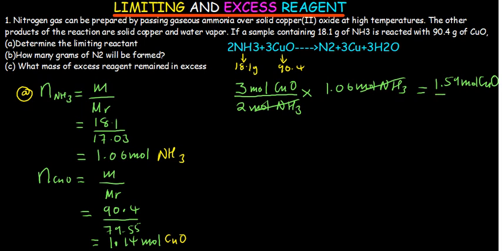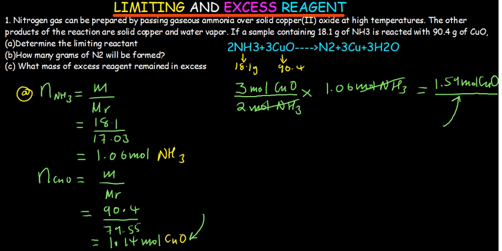So these are the moles of copper oxide that are supposed to react with these moles of ammonia. Now let's compare. If these are the moles of copper oxide that are supposed to react with these moles of ammonia, how many moles of copper oxide are present? We can see that the moles of copper oxide which are present is 1.14, but the amount we expect to react is 1.59. So the amount we expect to react with ammonia is more than what is available. That means the copper oxide is the limiting reagent.